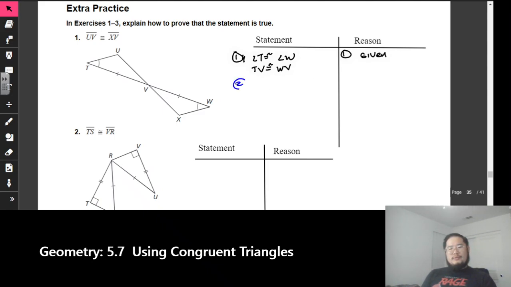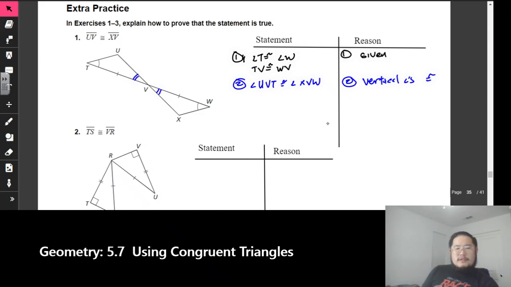Statement 2. What can I say is congruent? I'll give you a moment to think about it. But I can say right here that angle UVT is congruent to angle XVW. Why is that? Vertical angles are congruent.